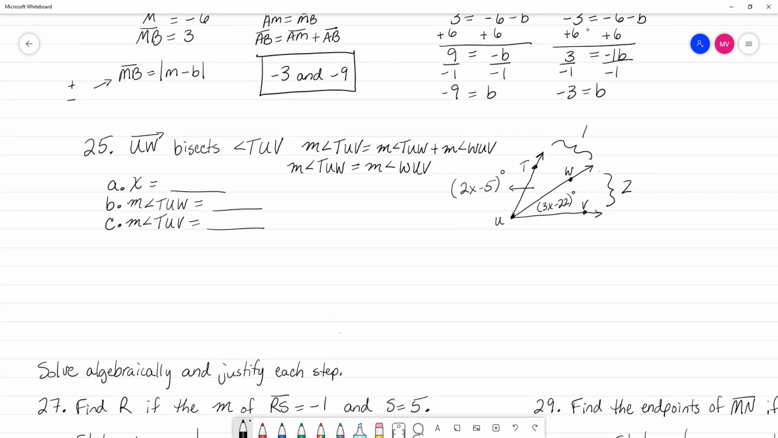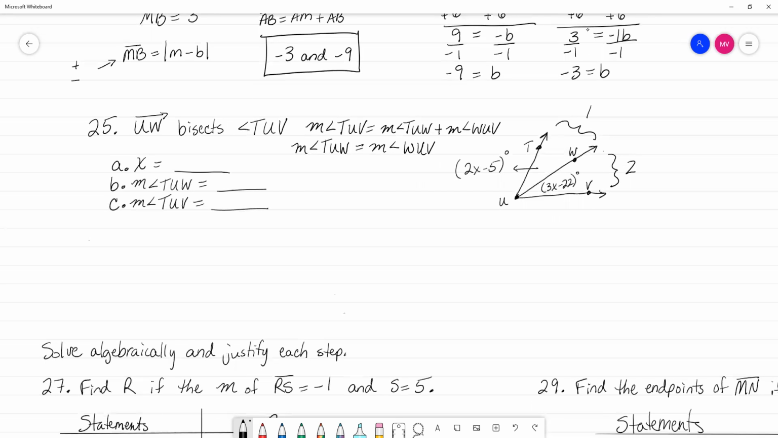So now that we know that, we can use the algebraic expressions that they've given us as the value for the two measurements to solve A, B, and C. So A wants us to solve for X. So the way we can do that is we use this guy right here to create an equation. So angle TUW is measured as 2x minus 5, and that is equal to the measurement of WUV, which is 3x minus 22.